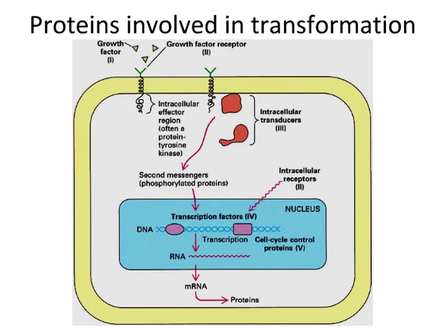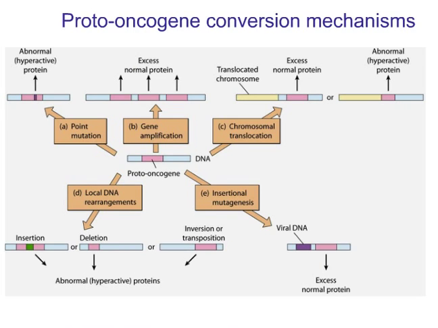Most oncogenes and tumor suppressor genes are proteins that are involved in controlling cell proliferation. These can include growth factors, growth factor receptors, intracellular effector regions of growth factor receptors, signal transduction molecules, especially protein tyrosine kinases, second messenger proteins, intracellular receptors, transcription factors, proteins that regulate cell cycle control or checkpoint control proteins, as well as proteins that regulate DNA repair and also program cell death.